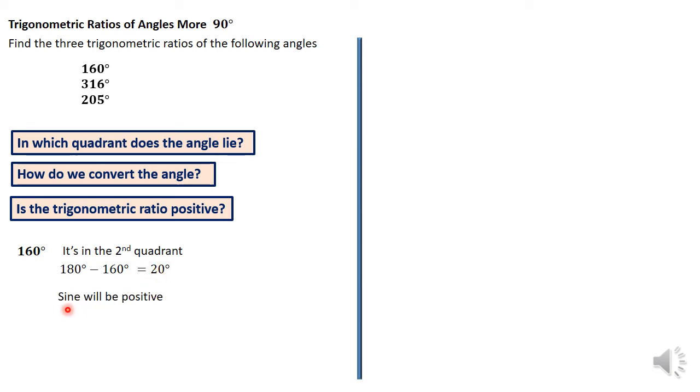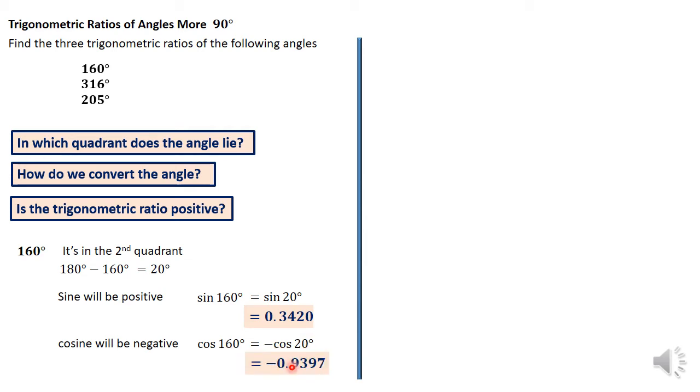Now, notice that for sine it will be positive, because in the second quadrant only sine is positive. That means the others will be negative. And therefore, the sine of 160 will be the same as sine of 20, which is 0.3420. We go to cosine, we say that cosine will be negative. And therefore, the cosine of 160 will be the same as negative cos of 20, which is negative 0.9397. Turning on to tan, we say that tangent will be negative again. And therefore, the tan of 160 degrees will be equal to negative tan 20 degrees, which is negative 0.3640.